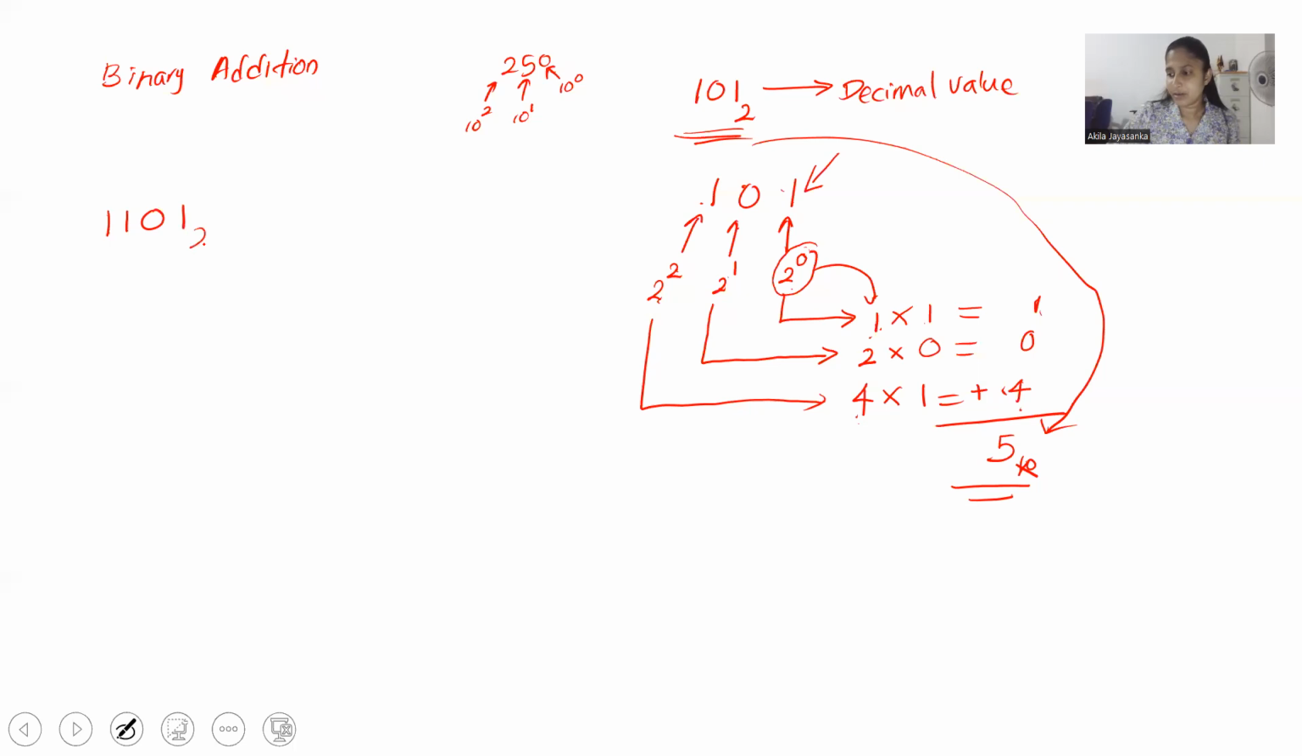1101. If it is the binary value, you need to convert this value into decimal. Before that, you should understand what the place values are: 2 to the power 0, 2 to the power 1, 2 to the power 2, and 2 to the power 3. Right? Likewise, it can be more.